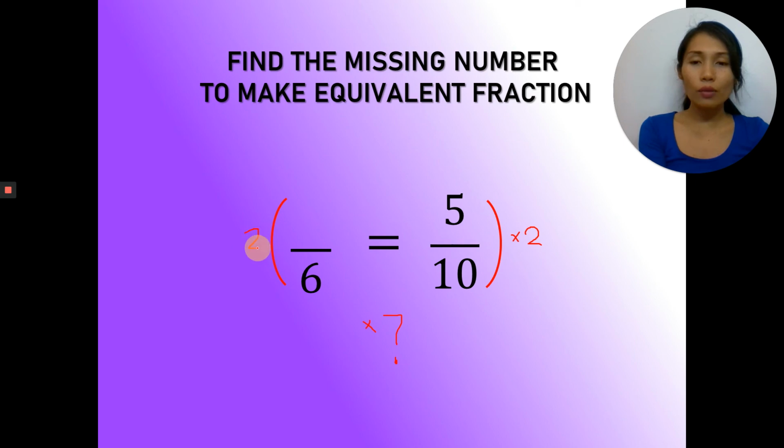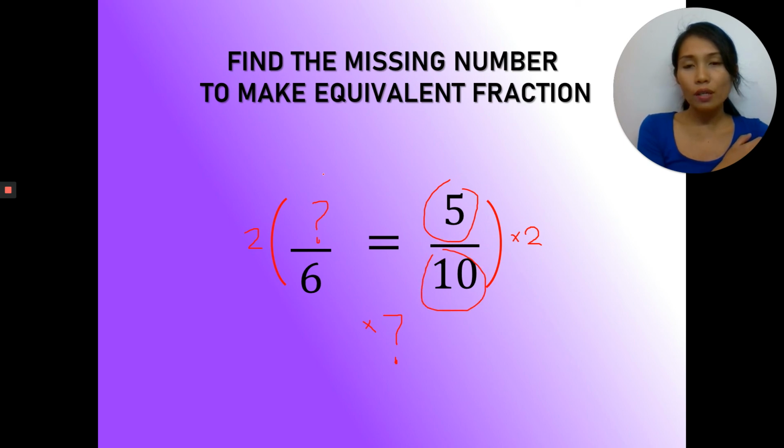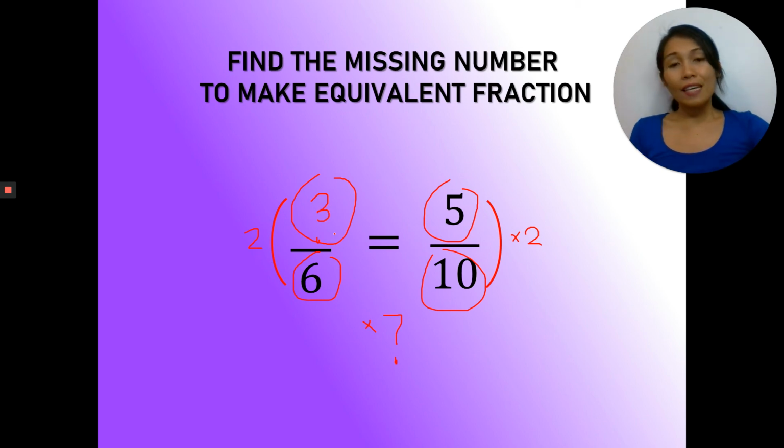Now let's try it the other way, on the other side. 6. Are you going to times or divide? Of course, we're looking for a smaller number here because 5 is smaller than 10. Of course, the numerator here should also be smaller than the denominator. So we will divide. 6 divided by 2 equals 3. Let's erase this one here. Okay, so 6 divided by 2 is 3. So 3/6 is equal to 5/10. Easy, right?